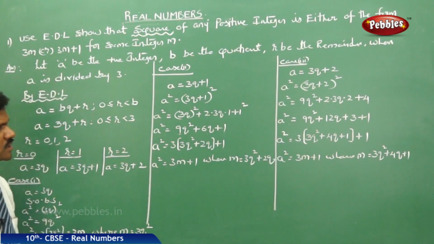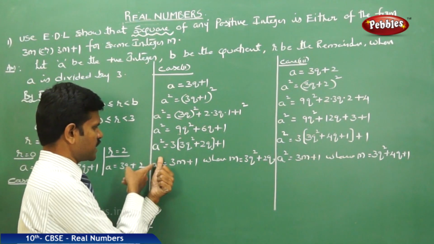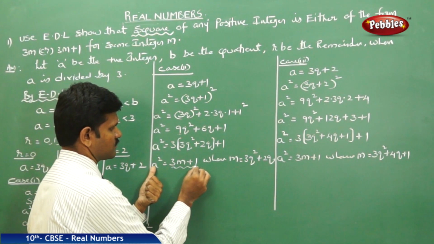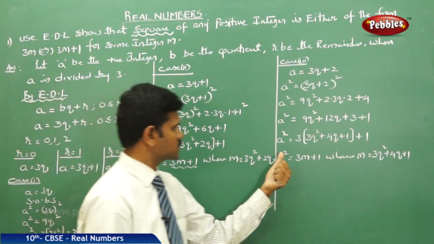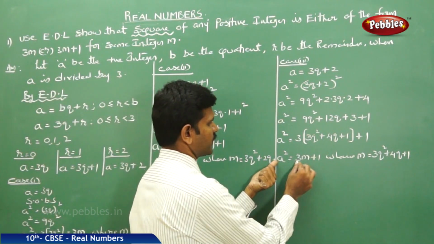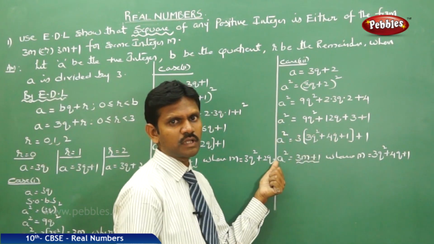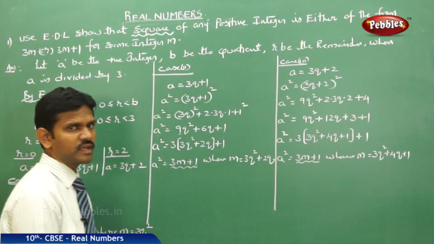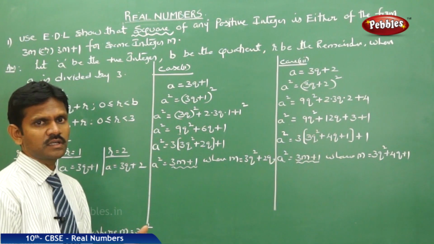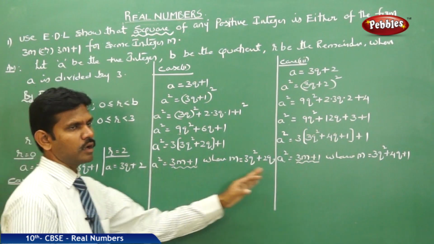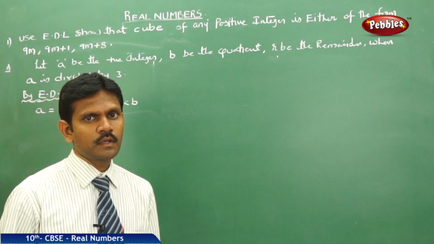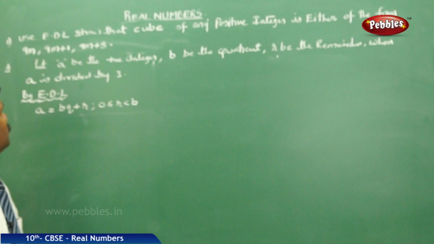Now let us see the conclusion. Square of any number is of the form 3m. Square of any number is of the form 3m plus 1. Next, square of any number is again of the form 3m plus 1. Therefore, I conclude that the square of any number can be expressed in the form of 3m or 3m plus 1.